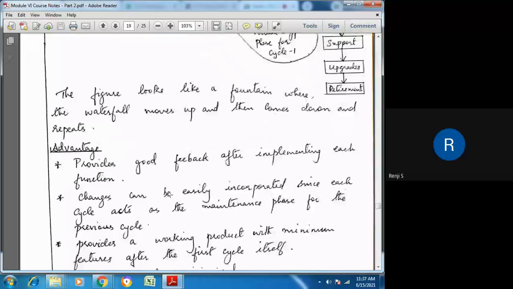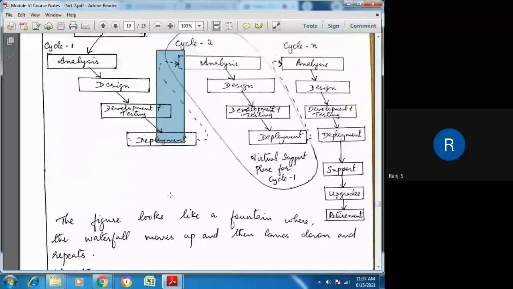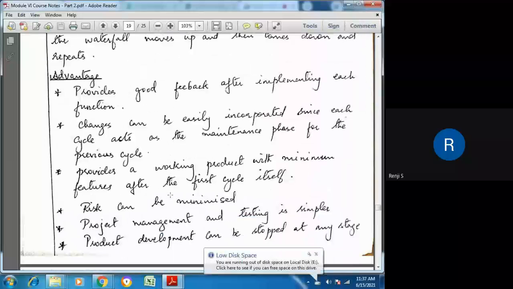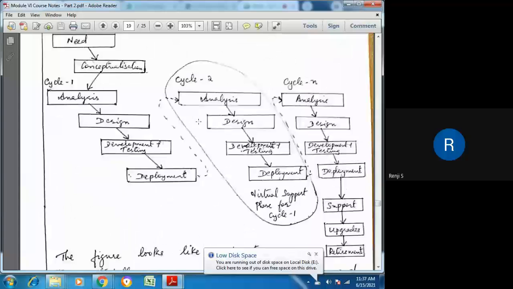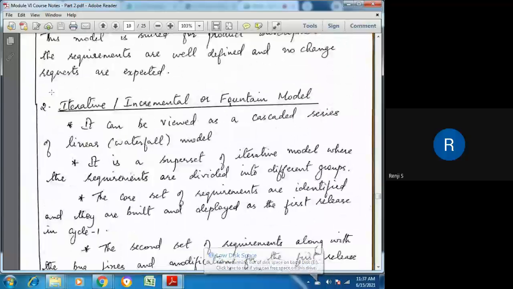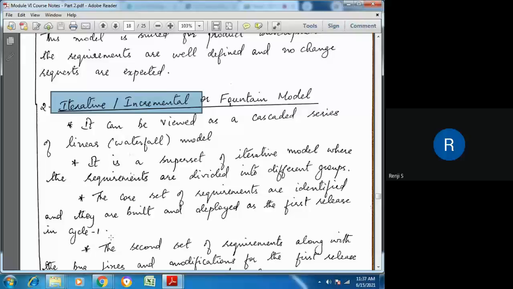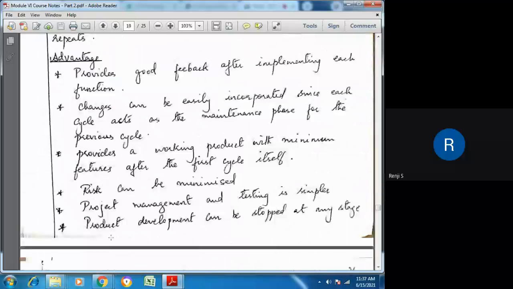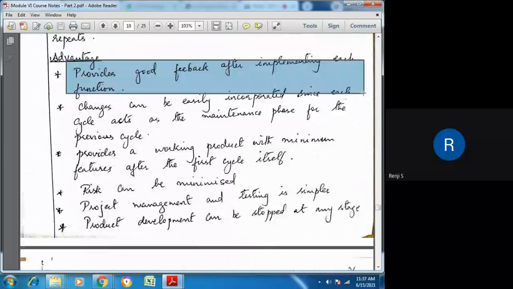So yesterday we were discussing this fountain model, and next we have to go to the advantages and disadvantages of the fountain model. So let us see what the advantages of the fountain model are. It is also called the iterative or incremental model, because the product is developed in increments, and after each increment, a particular functionality will be implemented into the system. So let us see what the advantages are. The first advantage is that it provides good feedback after implementing each function, since it is taking a step-by-step approach to build functionalities into the system.